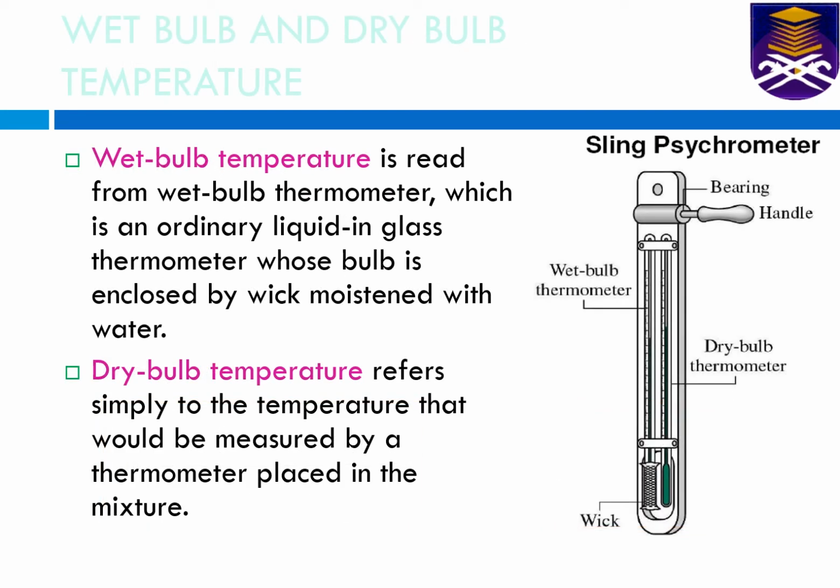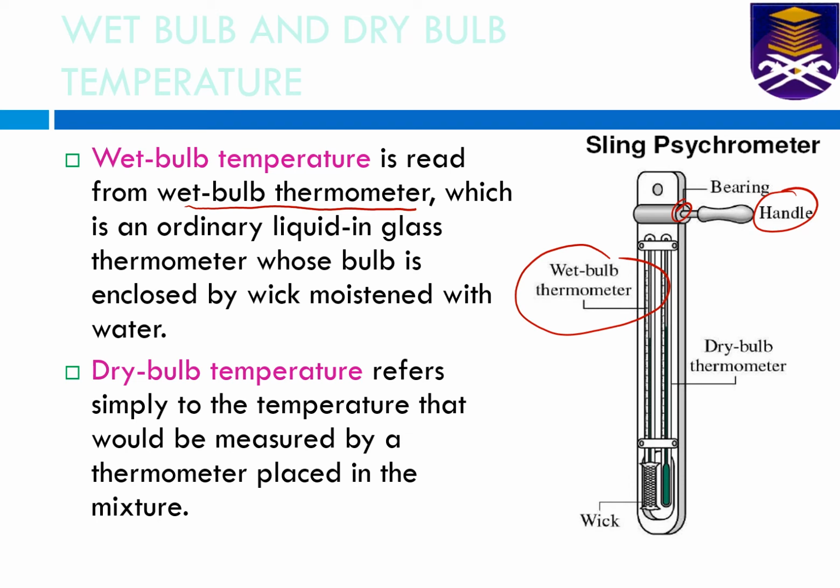And then finally, the wet bulb and dry bulb temperature. Wet bulb temperature refers to the temperature of the water vapor. The wet bulb is read from the wet bulb thermometer. In order to read it, we use a sling psychrometer. How do we read this one? There is a handle here and this is a bearing. So what does it mean for?